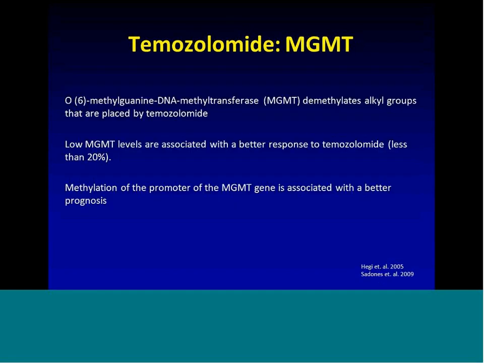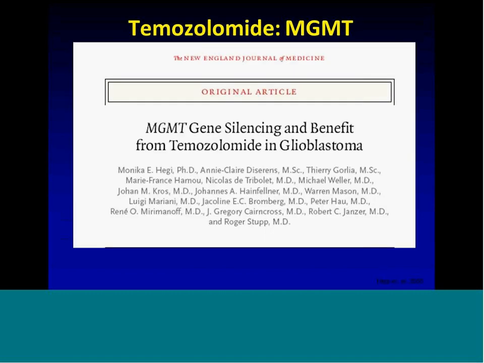So what you need to remember is that this protein, MGMT, which is methylguanine methyltransferase, if it's in high levels, can actually repair the temozolomide damage that we want to happen to the cells, and we want to have low levels because of that. And not only that, you want the promoter of that gene methylated to turn off that gene, and that's associated with a better prognosis in glioblastoma.